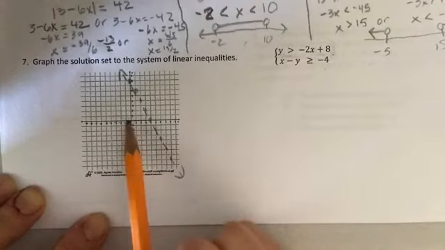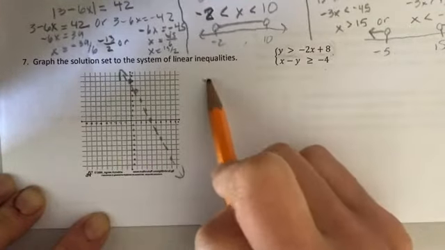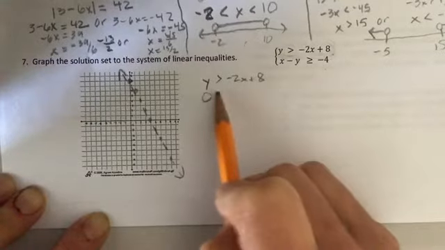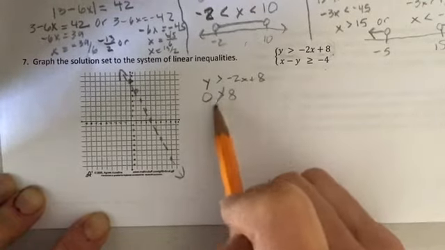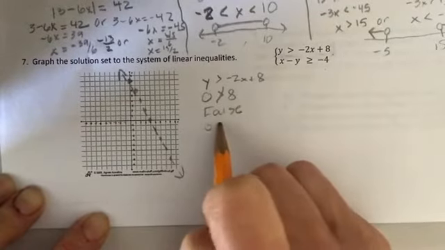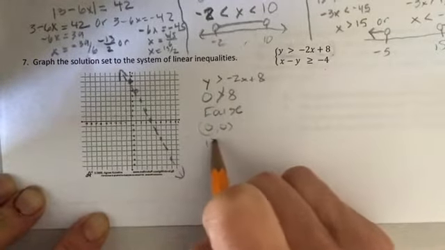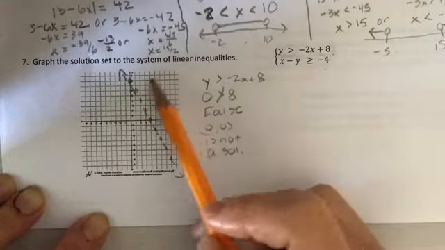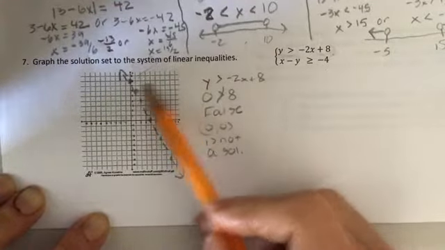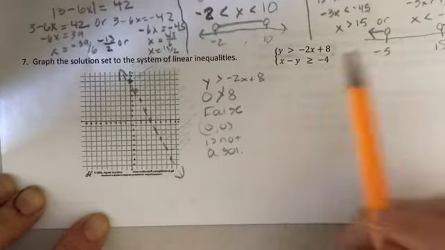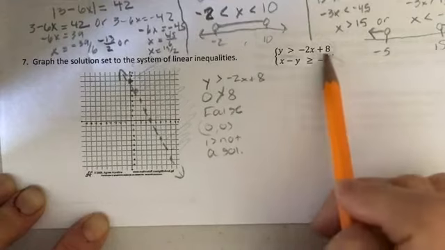So we can use a test point like 0, 0. Y is greater than -2x plus 8. 0 is greater than 8 is false. So 0, 0 is not a solution. Therefore, we're going to lightly shade where 0, 0 is not. So up here.